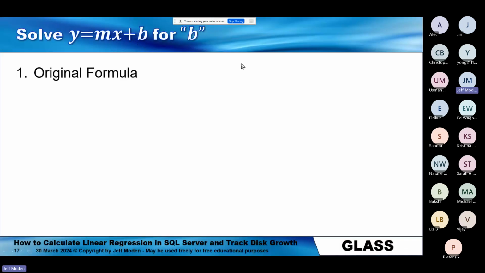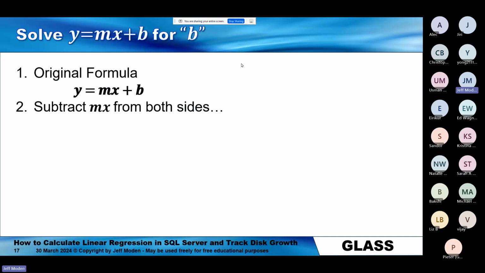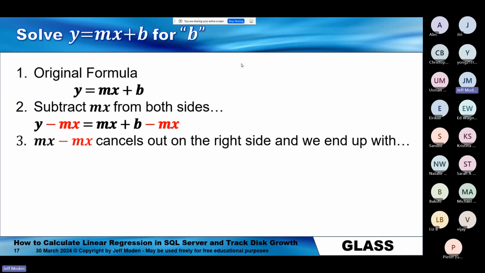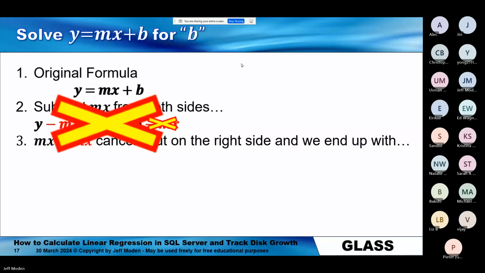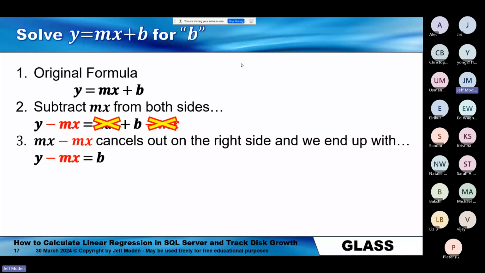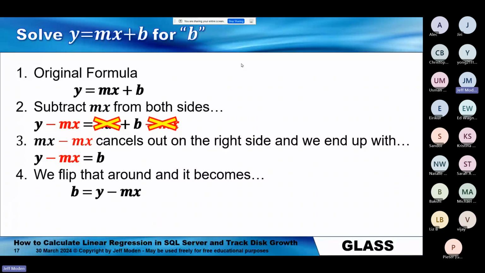So the original formula is y equals mx plus b. In order to get b all by itself, we have to subtract mx from both sides, which we've done in red here. And then if we look at the right-hand side, mx minus mx cancels out. And so we are left with y minus mx equals b. If we flip that around, we end up with b equals y minus mx. That's the formula for calculating the y-intercept.